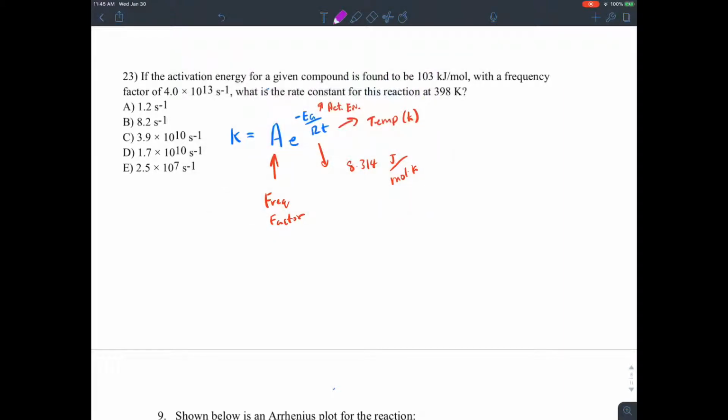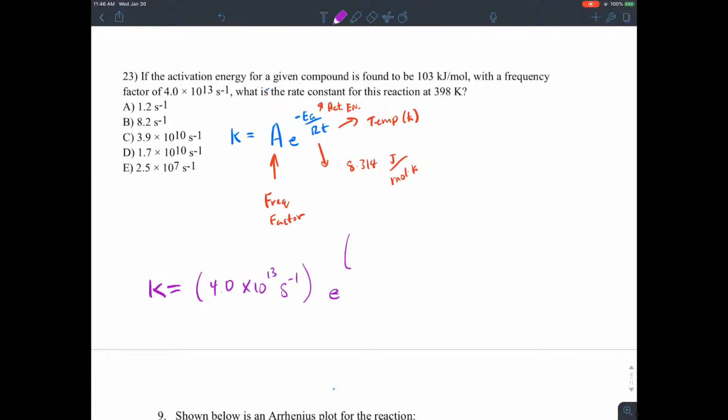Okay, so let's solve for k. That's what we're solving for, the rate constant. So we have k equals our A, which is our frequency factor, which is given to us, which is 4.0 times 10 to the 13 reciprocal seconds, to the e to the negative Ea. Our activation energy is Ea, as we said before, given to us as 103 kilojoules per mole.